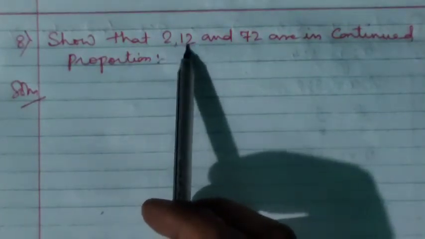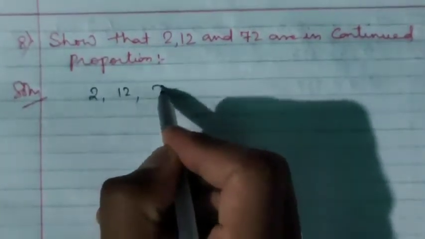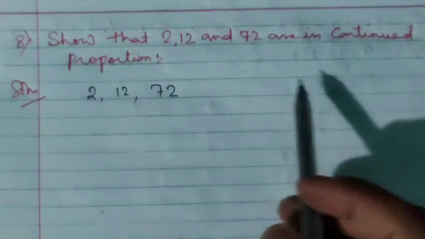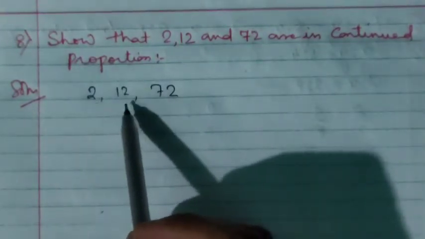Our last question, question number 8 is saying show that 2, 12 and 72 are in continued proportion. Here we can see that only 3 terms are given and we have to show whether these three terms are in continued proportion or not. For a number to be in proportion there should be four terms, and here we only have three.